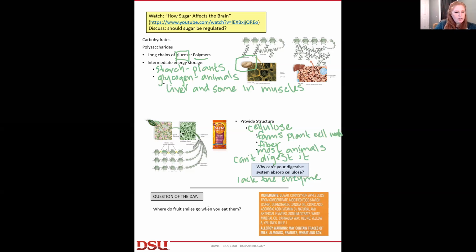All right, so looking at this question of the day, where do fruit smiles go when you eat them? I don't love fruit smiles myself. I kind of like the Welch's version of fruit snacks, but you know, to each his own.